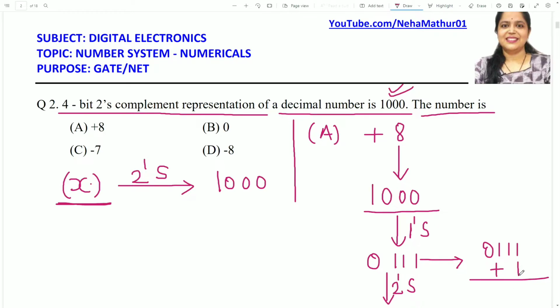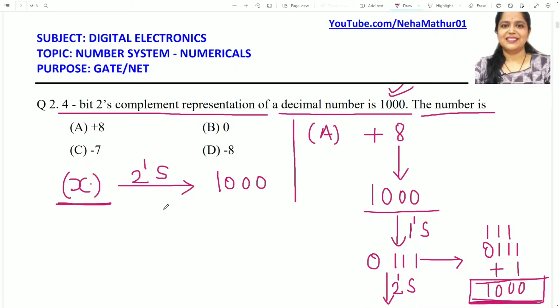Fine. So 1 plus 1 is 0, carry will be 1. 1 plus 1 is 0, here again carry will be 1. 1 plus 1 is 0, and carry will be 1. 0 plus 1 will be 1. So 1000 is going to be that particular 2's complement of the given number.